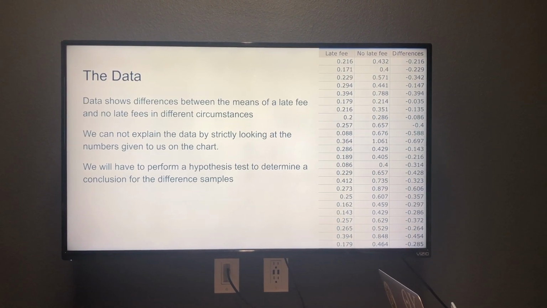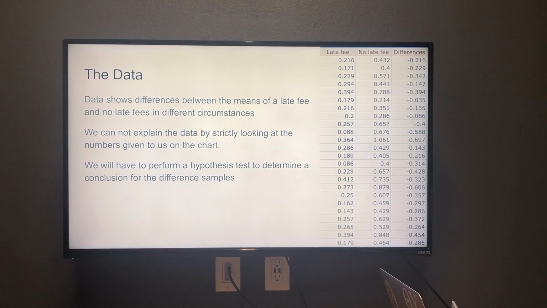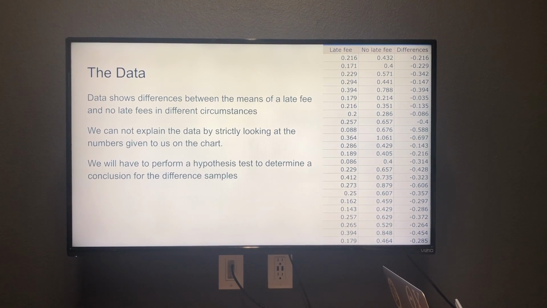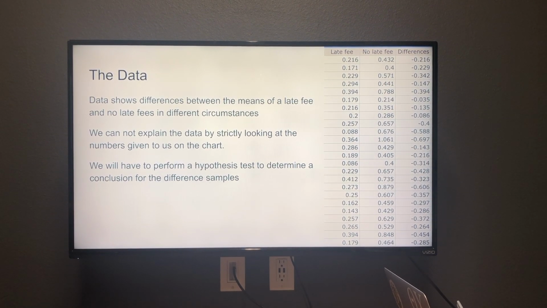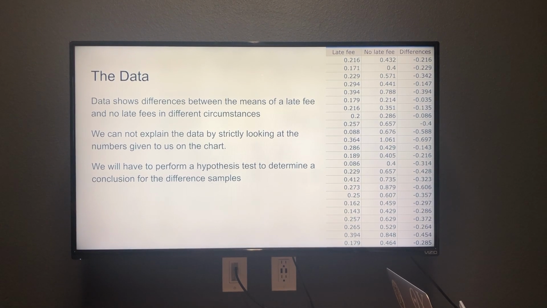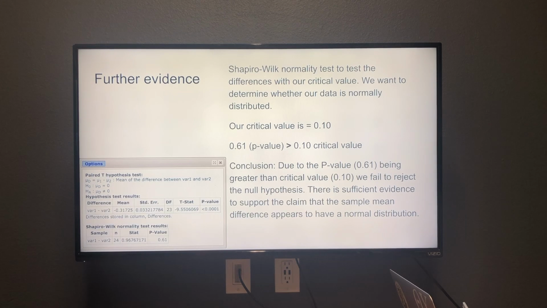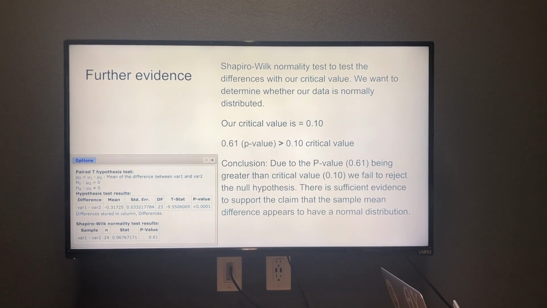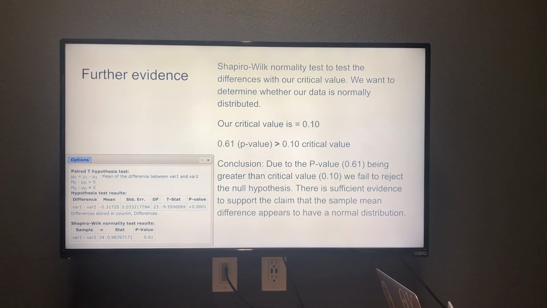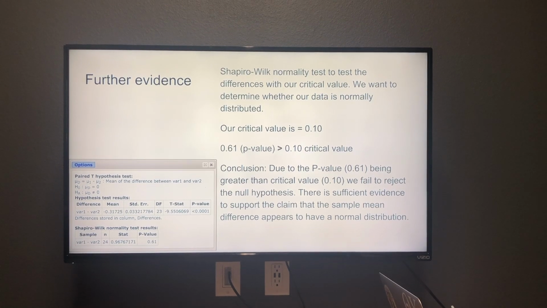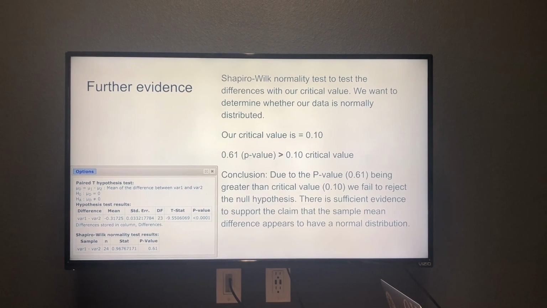For this, we're going to be focusing on the differences between the late fee and the no late fee. We're going to have to conduct a few different types of tests to prove that our differences appear to have a normal distribution. To figure that out, we're going to do the Shapiro-Wilk normality test, which tests the difference with our critical value.